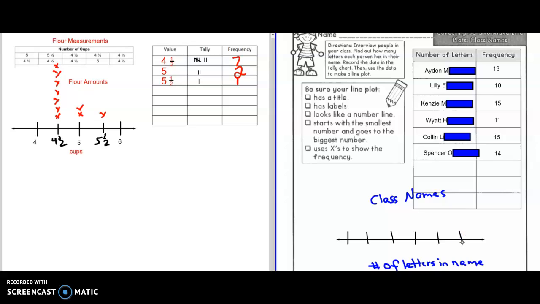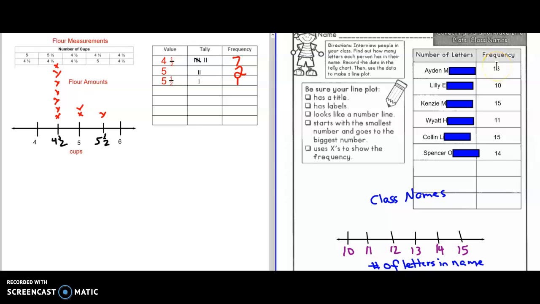Okay, so when I look at my data up here, my lowest number is 10 and my highest number is 15. So I'm going to start with 10 and I'm going to put my number scale here. And just because it goes from 10 to 15, I'm going to keep an interval of 1. So I'm going to put, whoops, hold on, I'm still in my line thing. Oopsie. Okay, let's go purple. Okay, so we have 10, 11, 12, 13, 14, and 15. And then once I have that, I'm just going to put my X's on there.